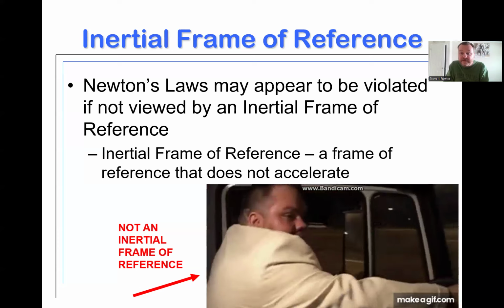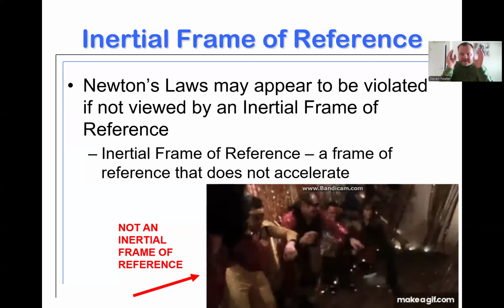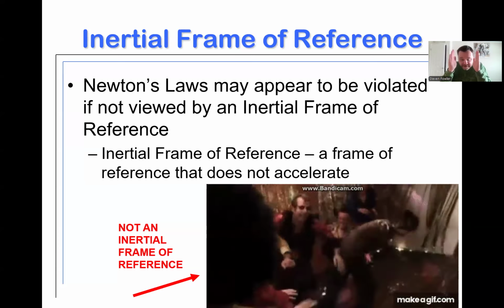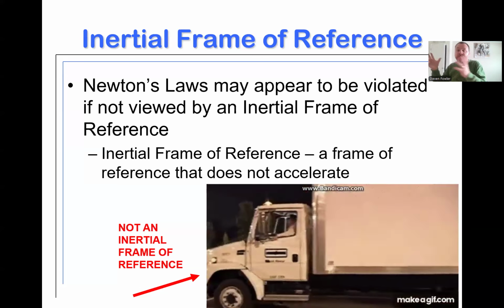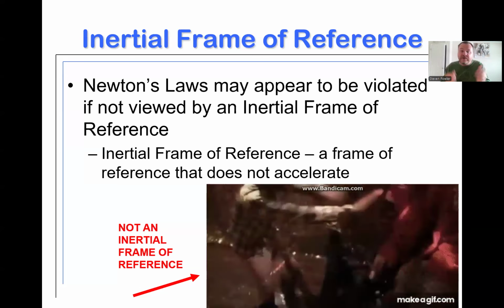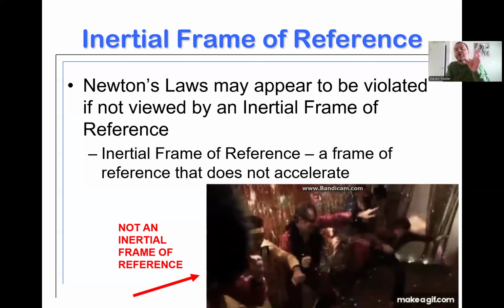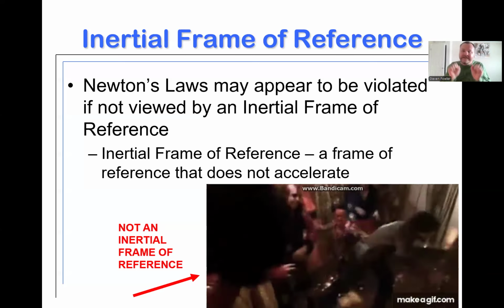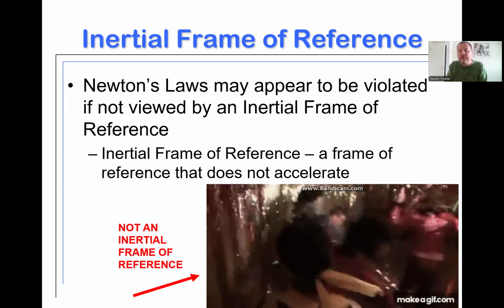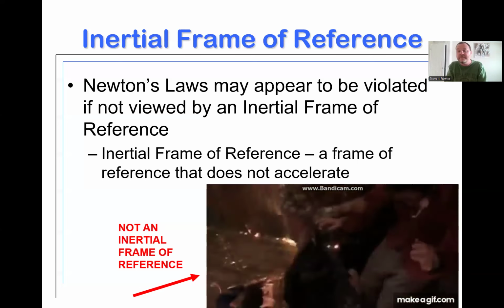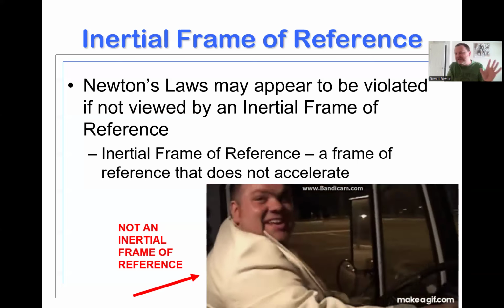This is a perfect example of something like that, where if I'm sitting here watching these people and they all of a sudden spontaneously fly across in front of me and nothing has changed their motion, oh, we violated Newton's first law. No, you didn't. Your motion changed, theirs didn't. And that's the difference, because you're in a non-inertial frame of reference.